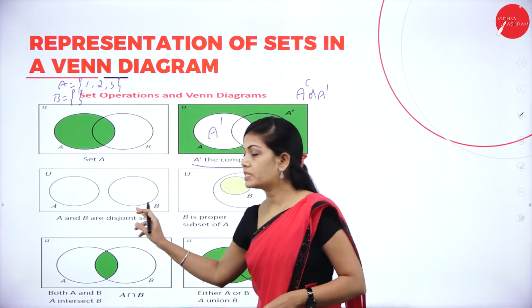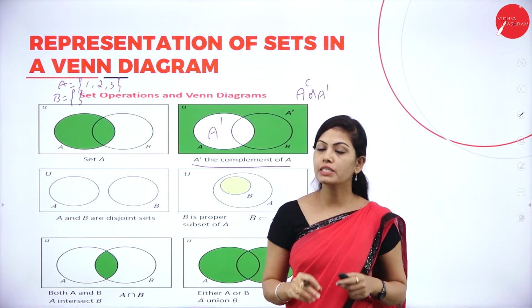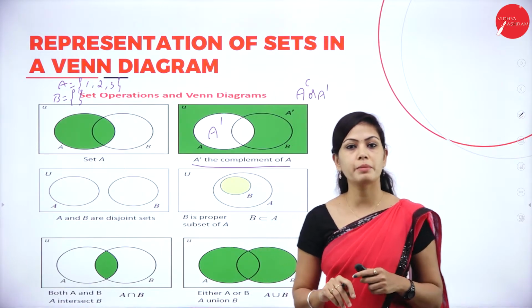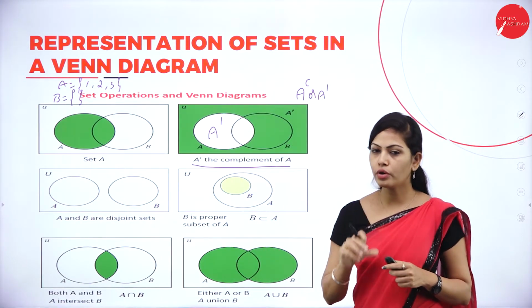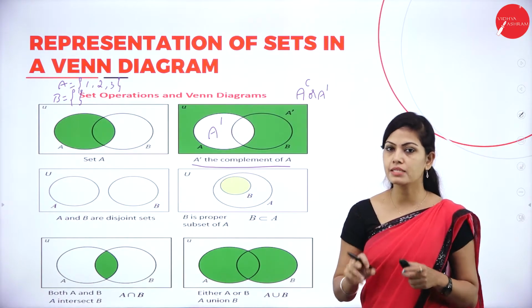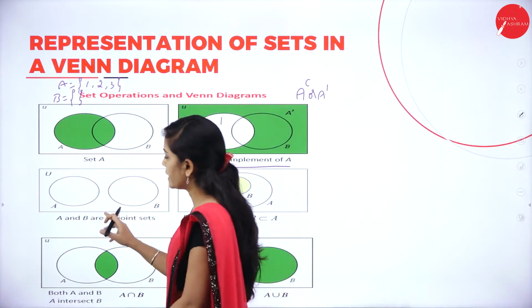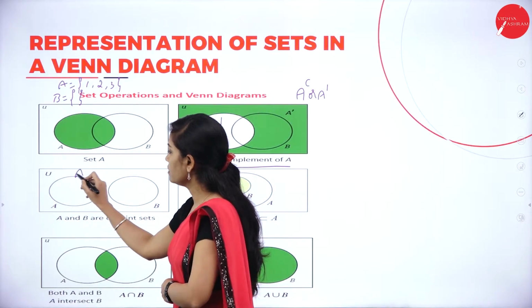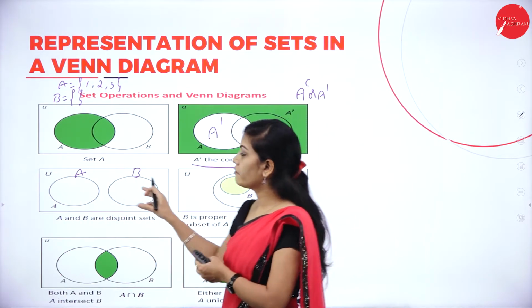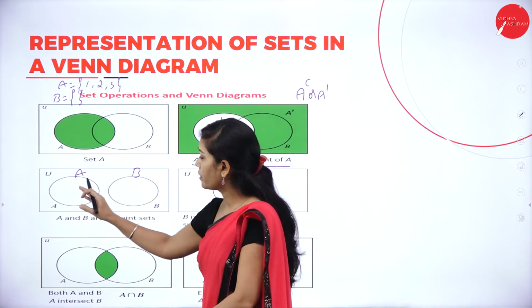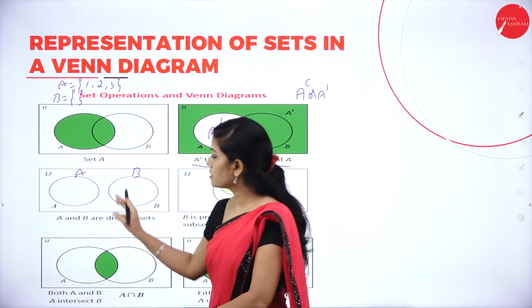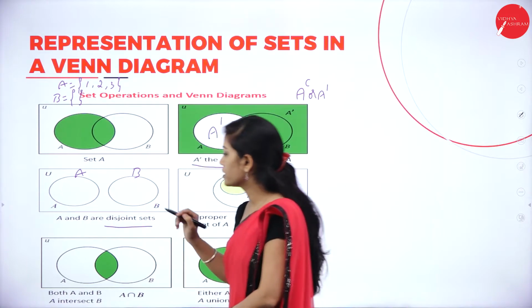And the next concept is disjoint set. So what is a disjoint set? Already I have discussed it in my previous session. If there is no common element in both the sets, that is called a disjoint set. So here I have two sets, set A and set B. If you don't have any common elements, you can write them separately. Already I explained this. This is called disjoint sets.